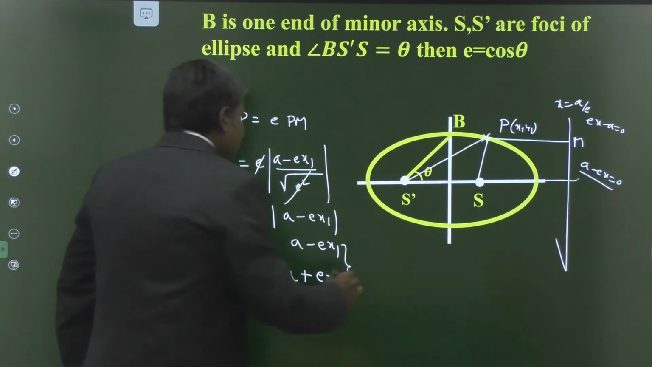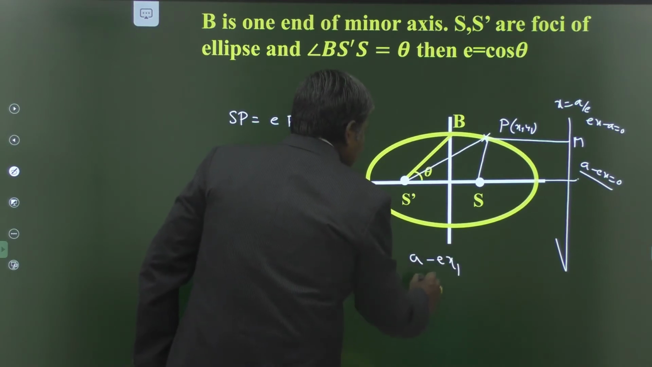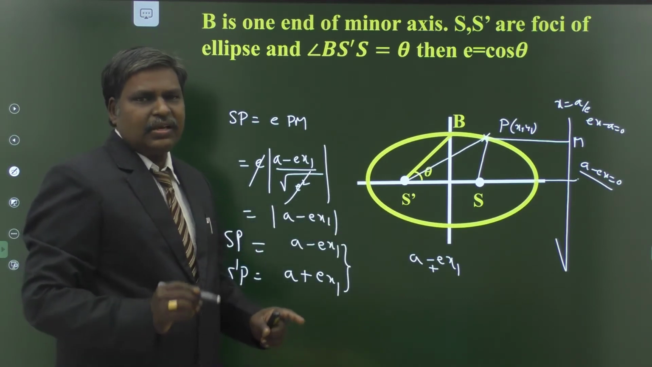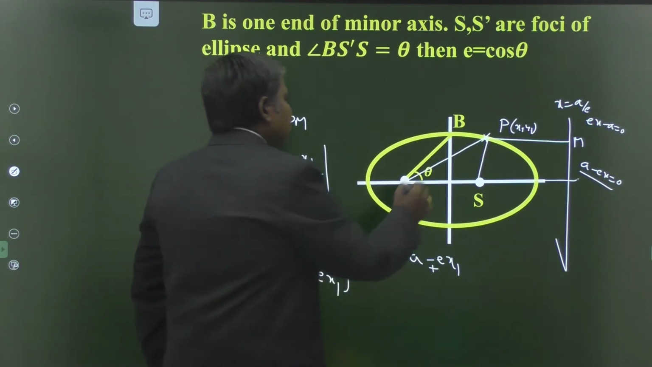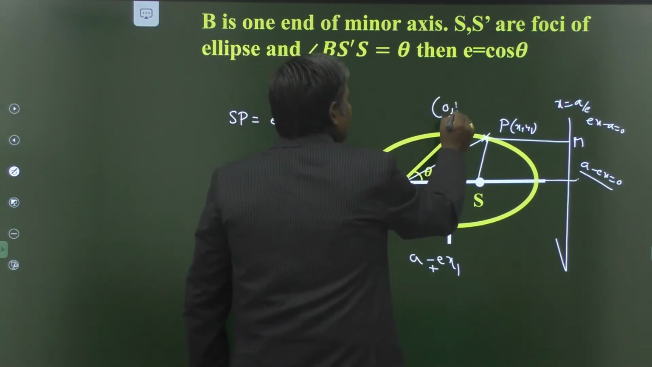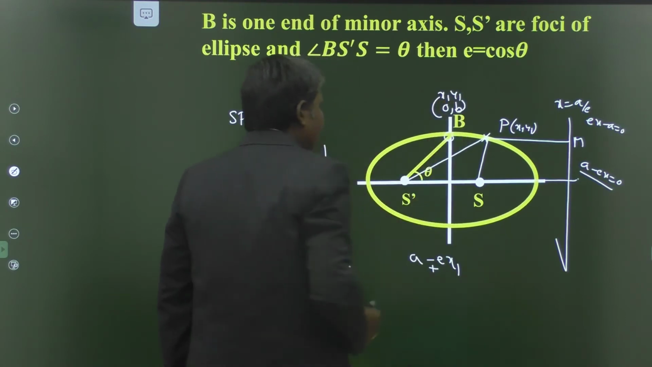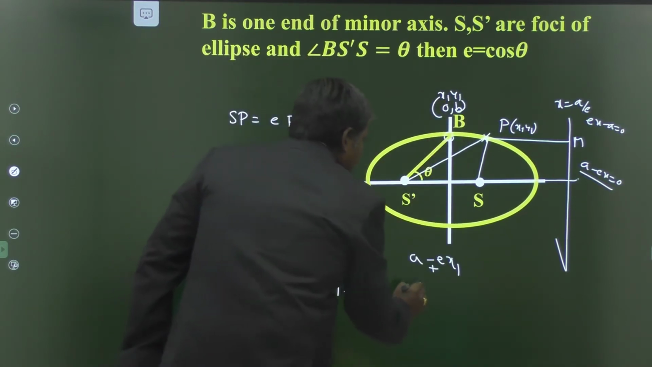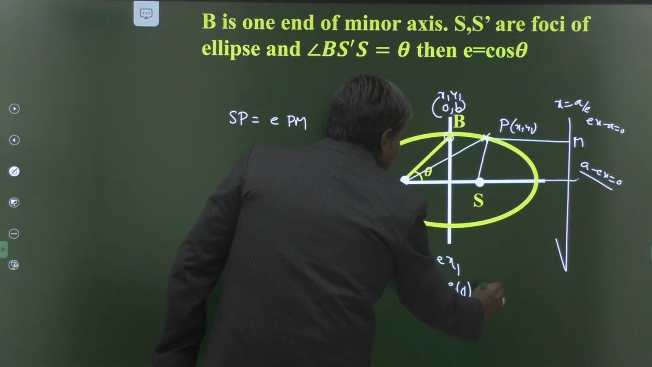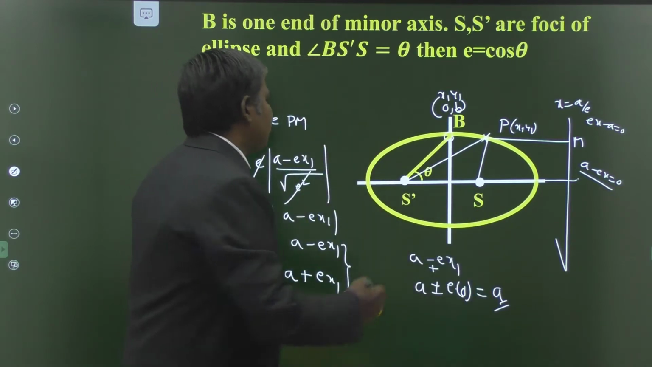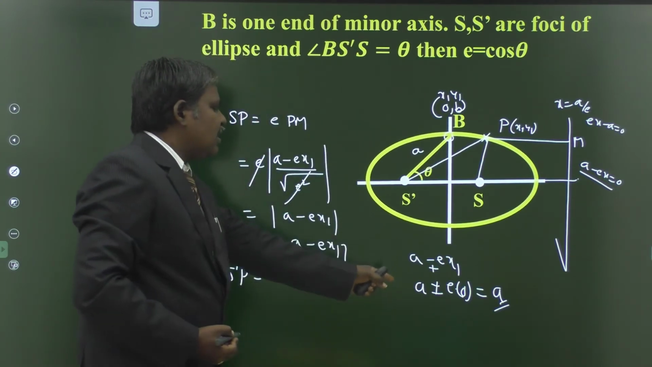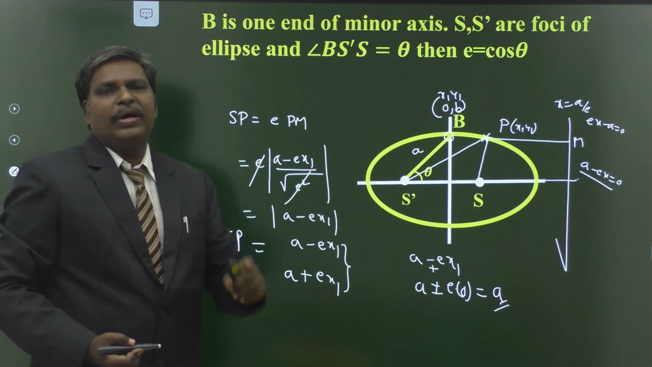So what is the formula, my dears? a minus ex1 or a plus ex1 are the focal distances of any point on your ellipse. So if you consider your point P as B, at that time you have the coordinates 0 comma b. This is your x1, this is your y1. What is the formula? a minus or plus ex1. e into what is your x1? 0. So we have a. In this manner also we can show that the distance from here to here is a units. Don't forget these formulas. These are the focal distances of any point on the ellipse.